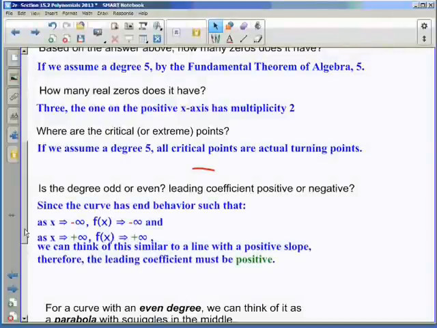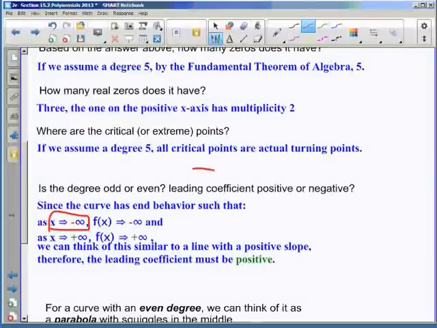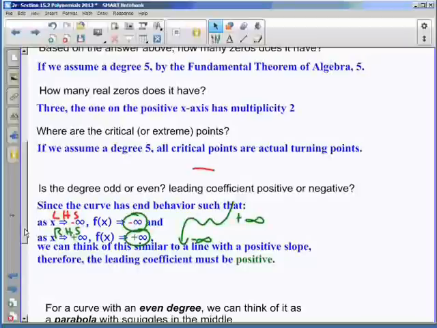Well, since the curve has end behavior that shows, and this is a notation thing, just think of x approaching negative infinity as the left-hand side, and x approaching positive infinity, you can think of that as way over on the right-hand side. So on the left-hand side, our function was down at negative infinity, and on the right side, it was up at positive infinity.